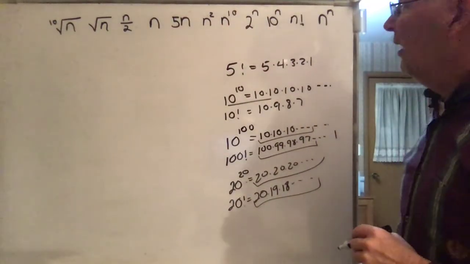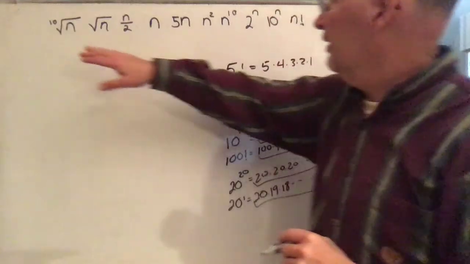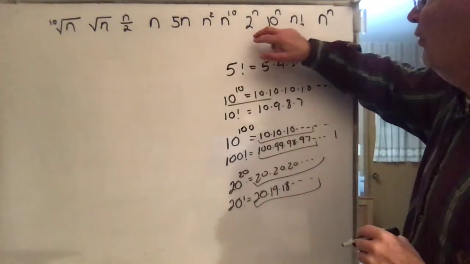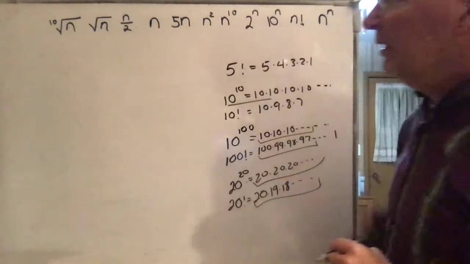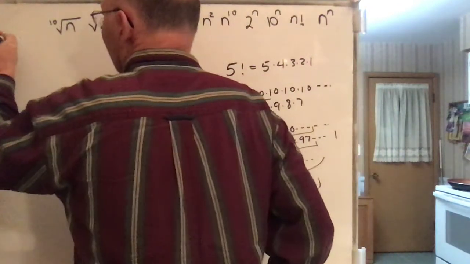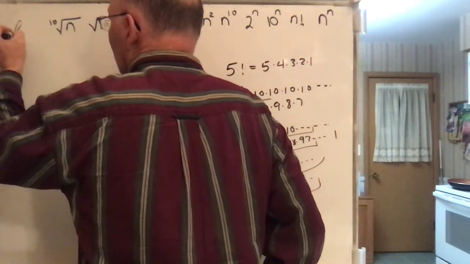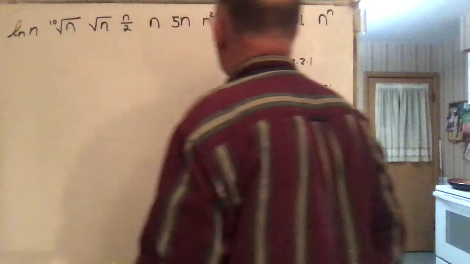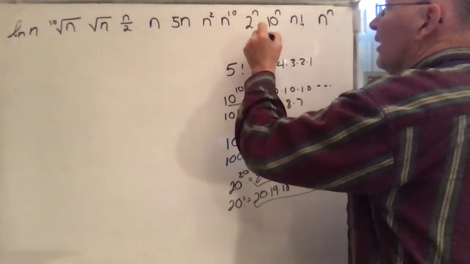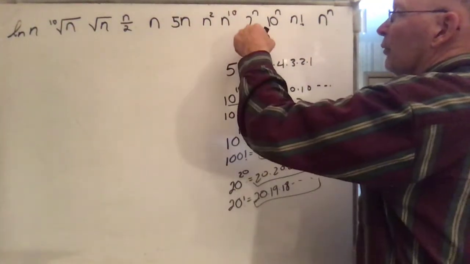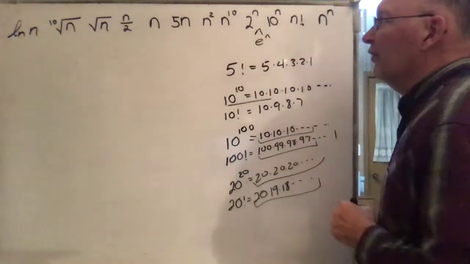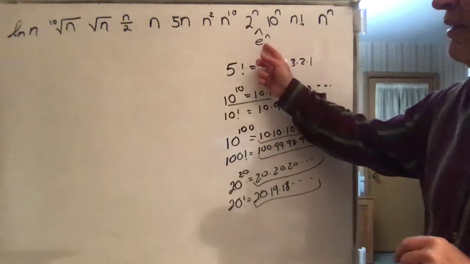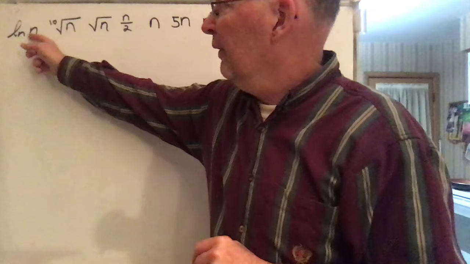And finally, something that grows slower than any of these, which is kind of the counterpart to these exponentials up here, is to have the ln of n. Any log would do, but I'll just make it ln of n. We could have stuck e to the n right in here if we'd wanted to. That would grow faster than 2 to the n and not as fast as 10 to the n. But its counterpart is that this grows very, very slowly.